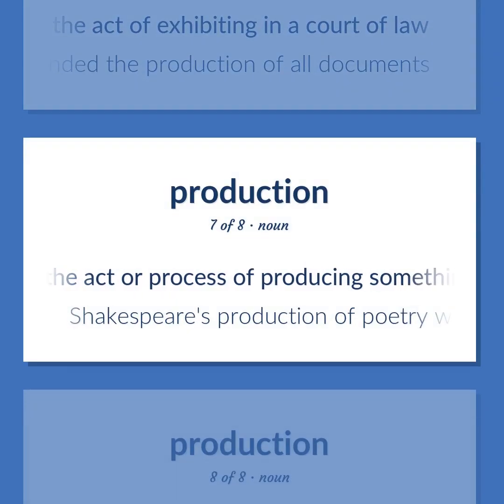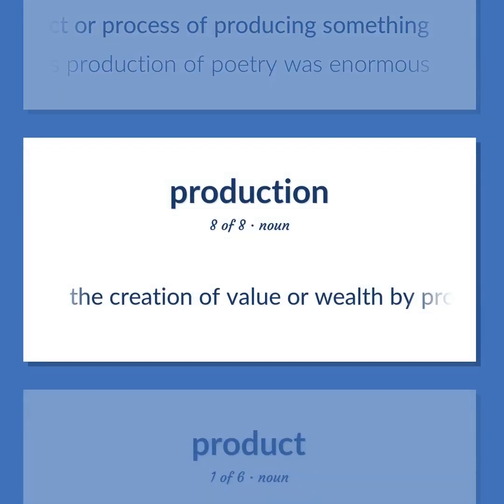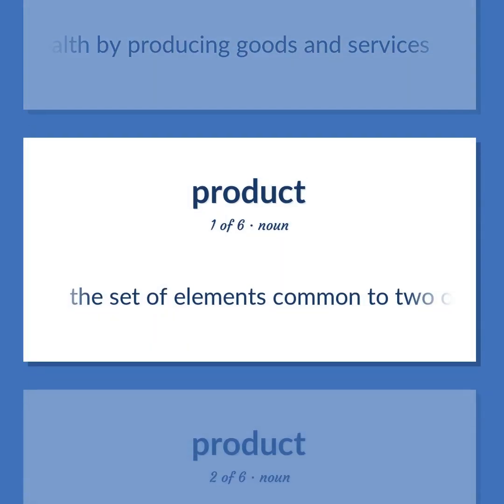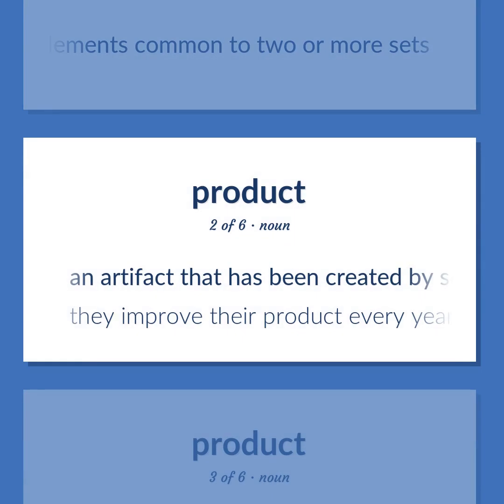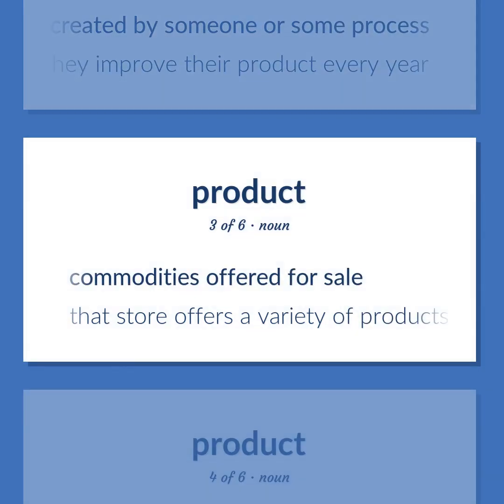The act or process of producing something. Shakespeare's production of poetry was enormous. The creation of value or wealth by producing goods and services. The set of elements common to two or more sets. An artifact that has been created by someone or some process. They improve their product every year. Commodities offered for sale. That store offers a variety of products.